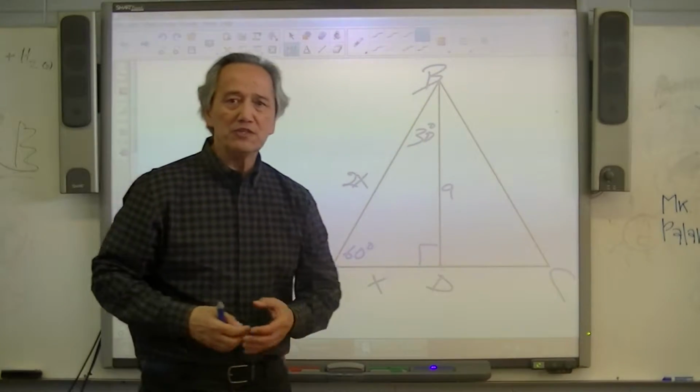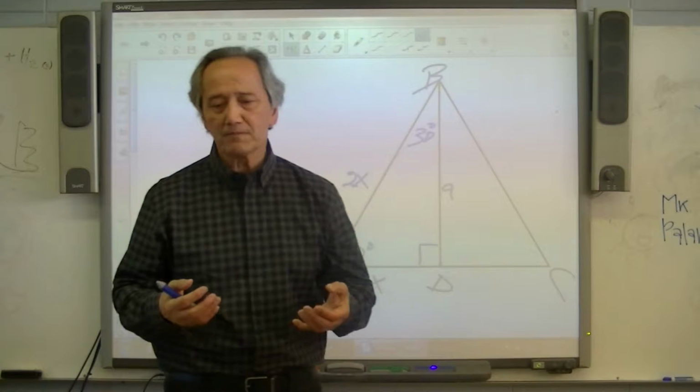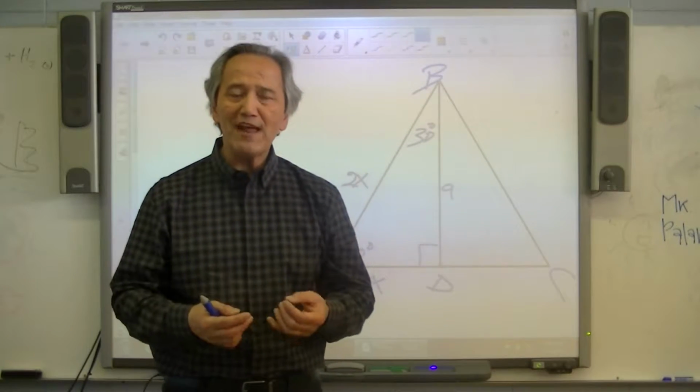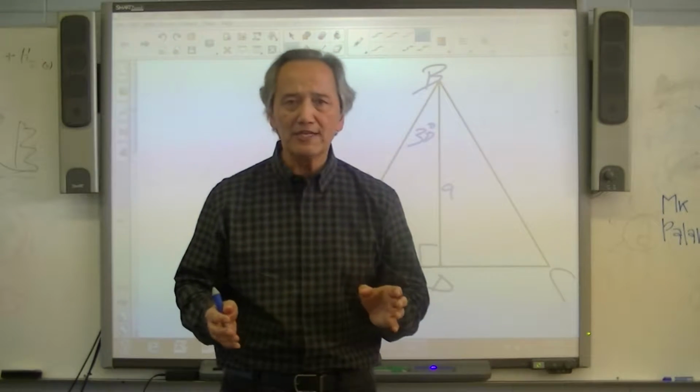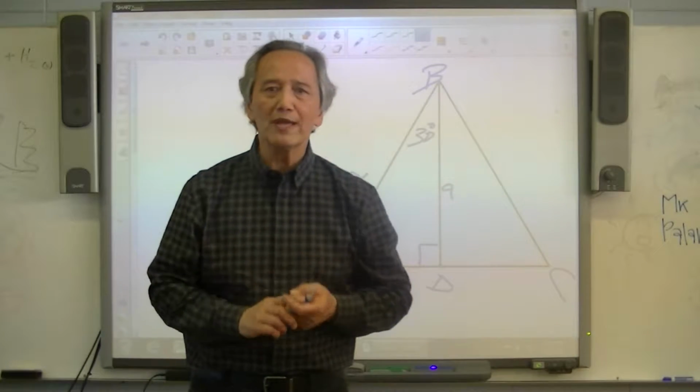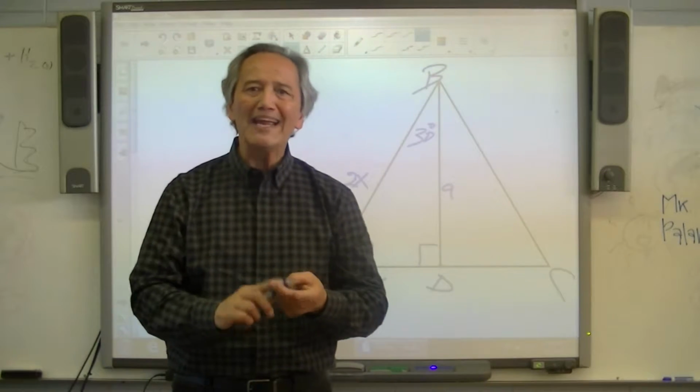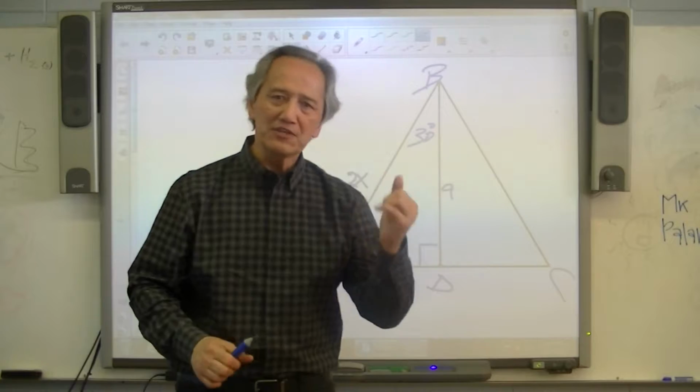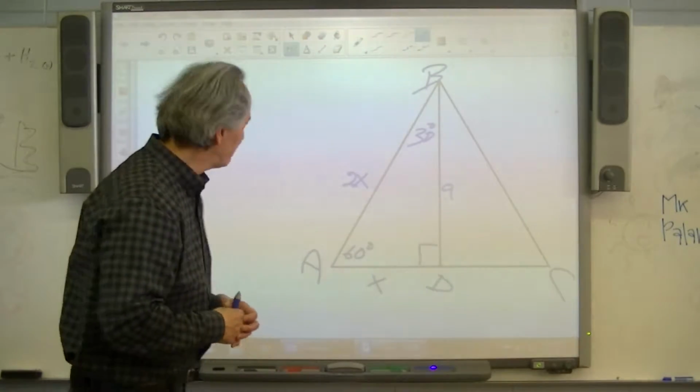So what we want to do is a derivation that will help us to understand the relationship between the short leg X, the long leg A, and the hypotenuse, in this case 2X. So let's go ahead and proceed forward.